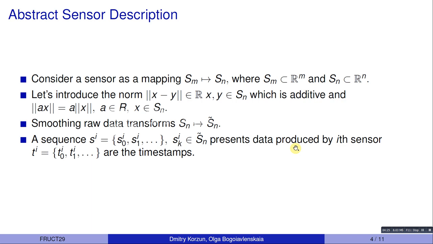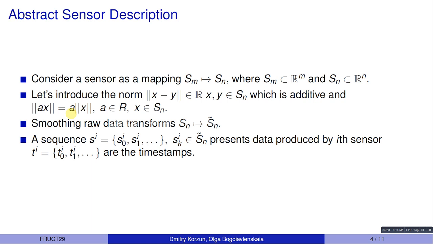We consider a sensor as a mapping from SM space to SN space. Both spaces are real multidimensional spaces, and also we introduce a norm between 2 points in each space. The norm is additive, and also we could use a scalar multiplicator, which is also real.